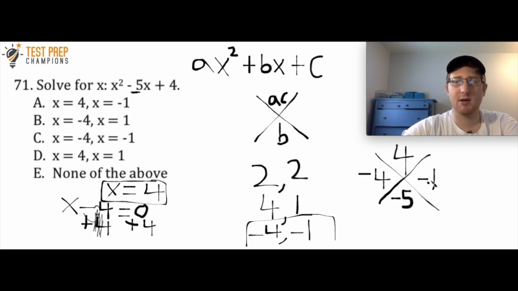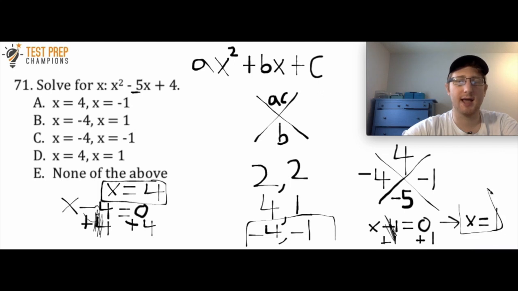Now I do the same thing. Remember, I found that the pair that multiplied together to be 4 but added up to be negative 5 was negative 4 and negative 1. Now I also have to consider this negative 1, so I'm going to write x minus 1, set this equal to 0, and add 1 to both sides. Why am I adding 1 to both sides? Because I've got x minus 1, and if I add 1, that's going to cancel out. Whatever I do to one side, I also have to do to the other. So 0 plus 1 is simply 1. I found that my two solutions are x equals 4 and x equals 1.